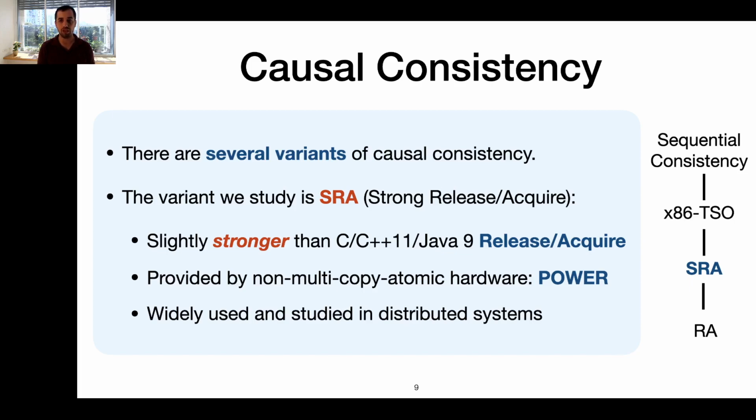If we compile C11 release-acquire programs, this means that Power doesn't actually exploit the whole freedom that C11 allows, but rather gives us SRA, which is slightly stronger than C11's RA. Finally, SRA is in fact the standard causal consistency model that is widely used and studied in distributed systems.